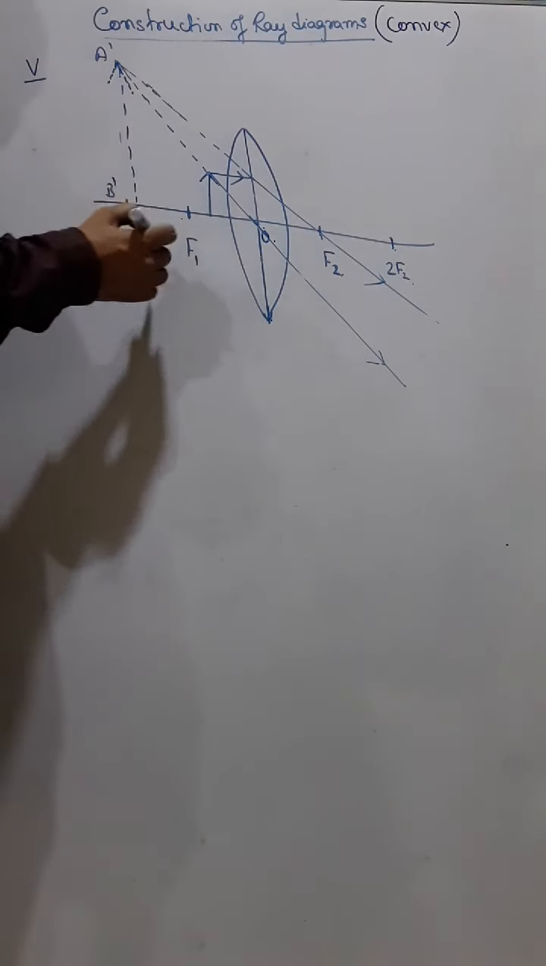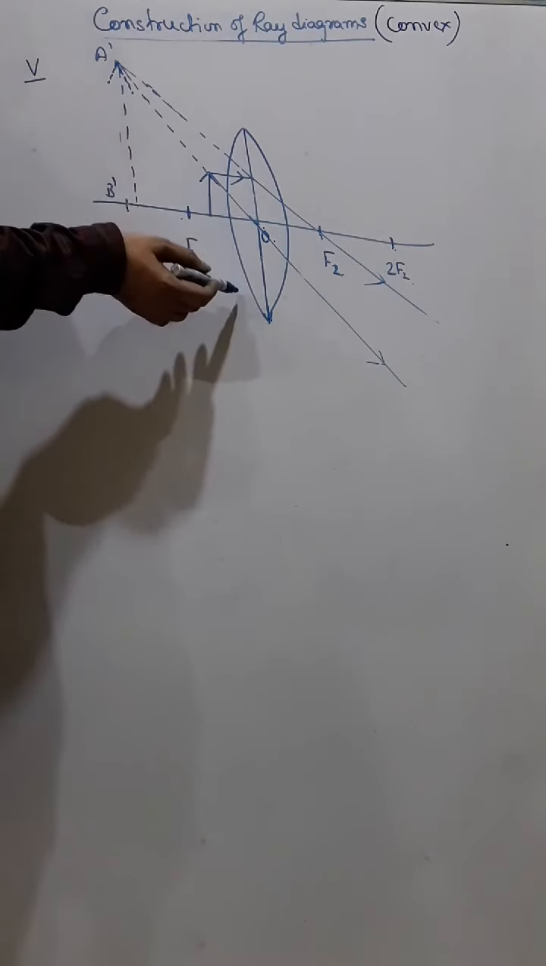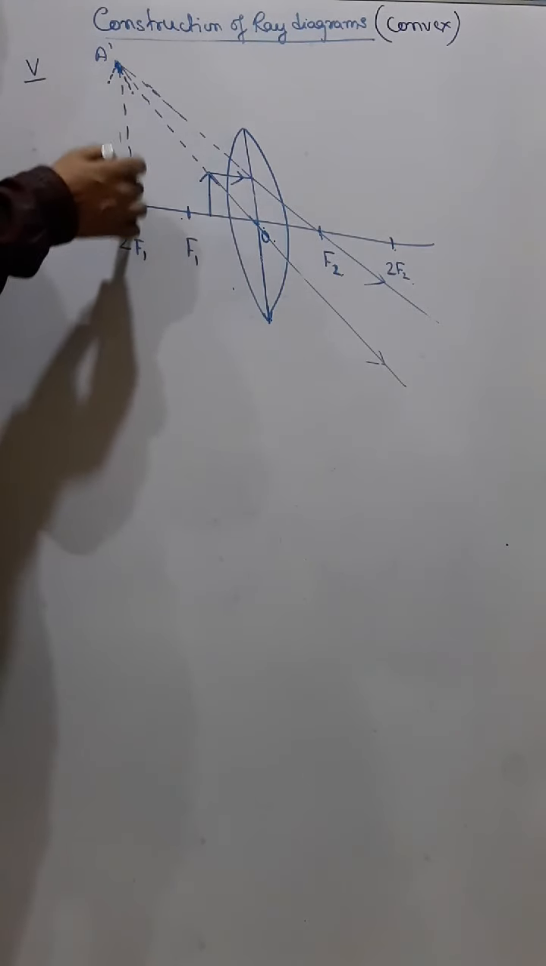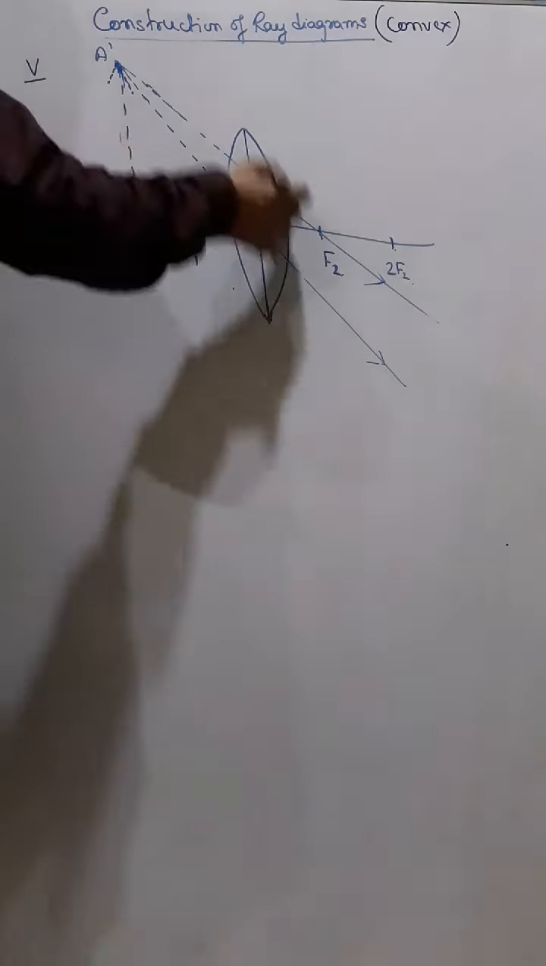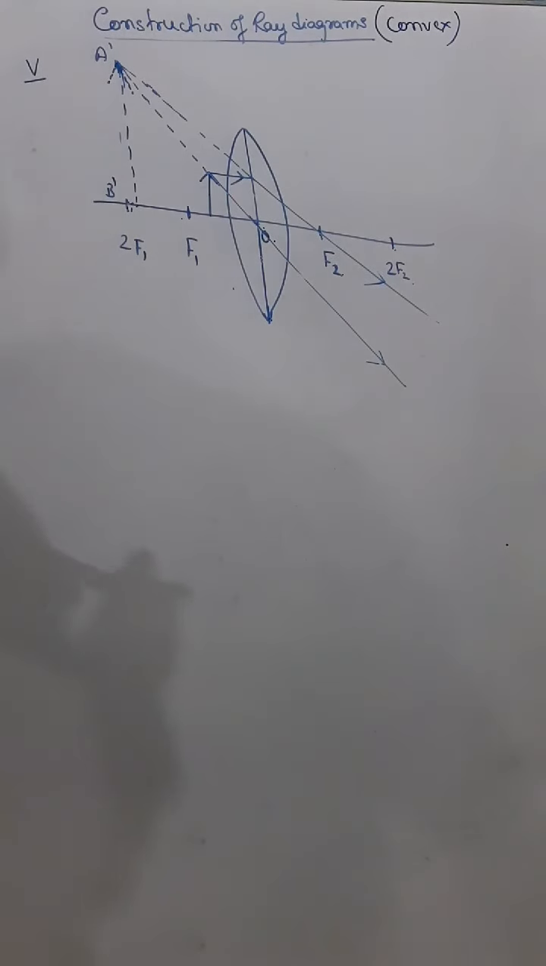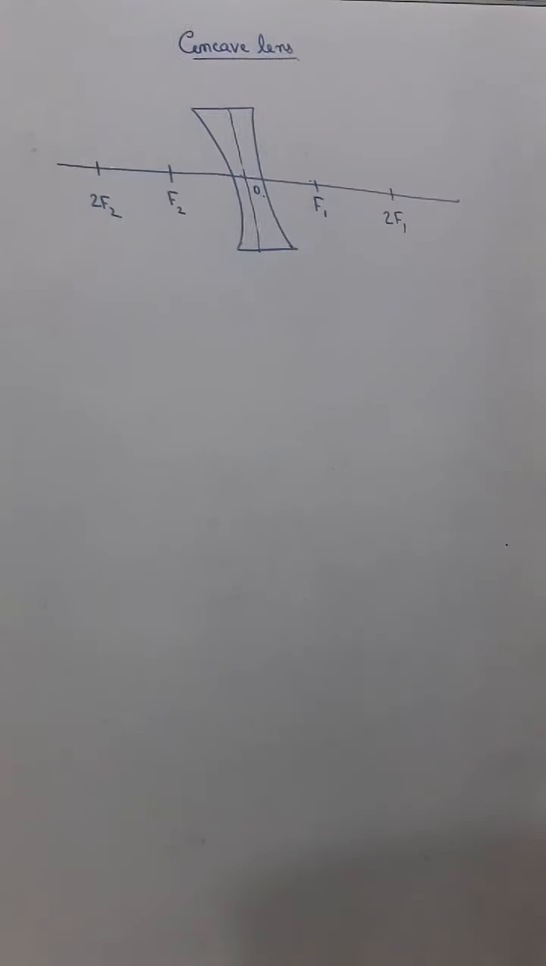So here you can see the characteristic of the image is virtual, erect, and magnified. So what is the application? Convex lens can be used as a simple hand lens, a magnifying glass. It is also used in a microscope. So in a simple microscope it is used as a magnifying lens. So that is the application of this position.